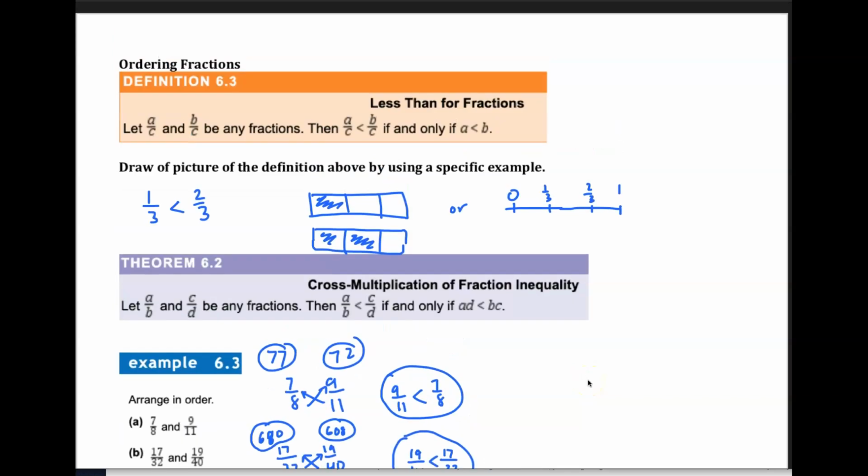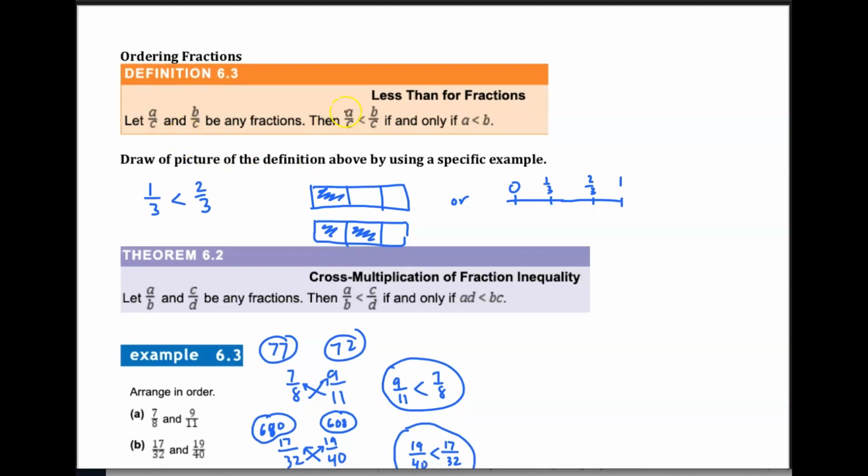To end this section, we're going to look at ordering fractions. How do I know if one fraction is bigger than another? And so we have this definition. Here's one. We can look at size, for example. Here's an example of 1/3 is smaller than 2/3, right?